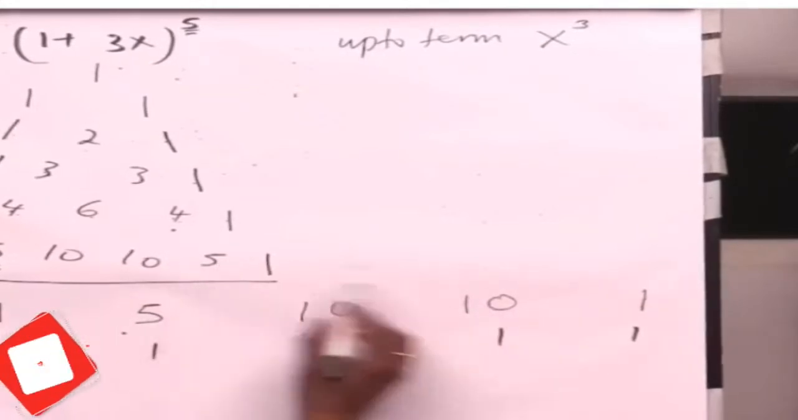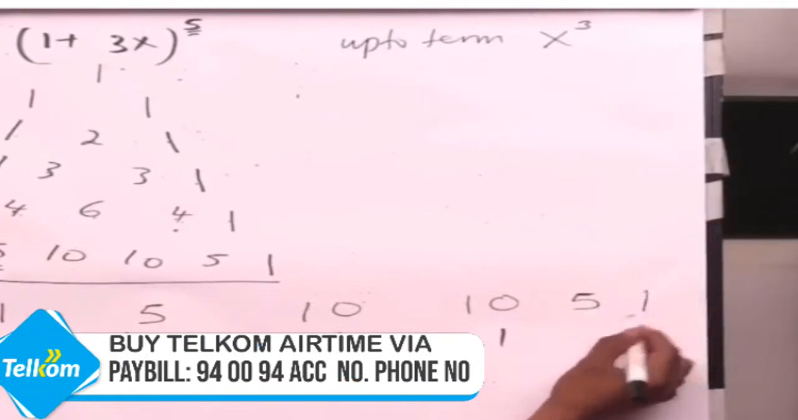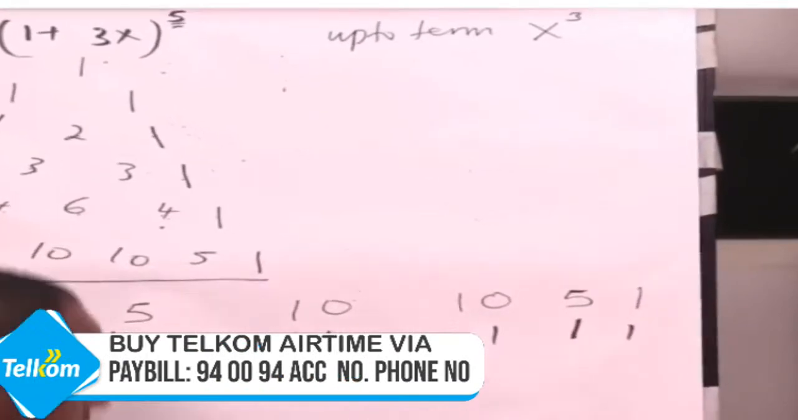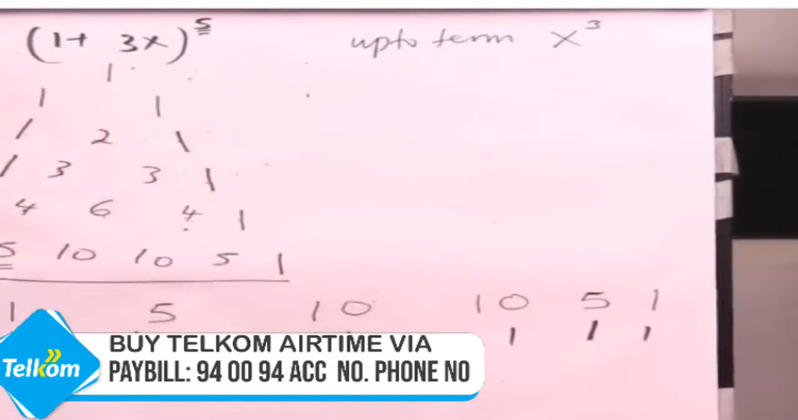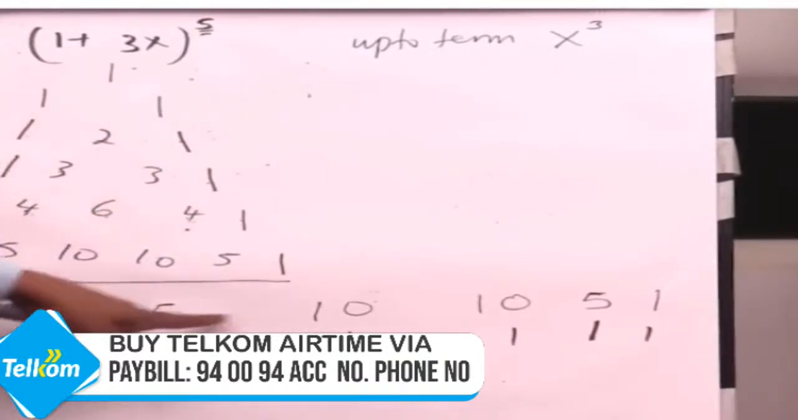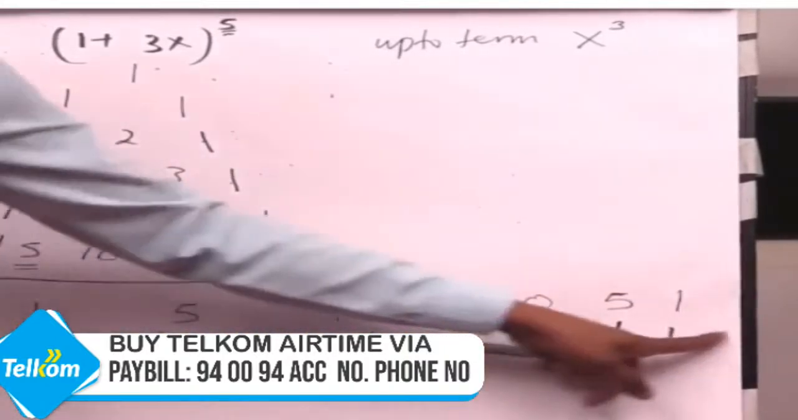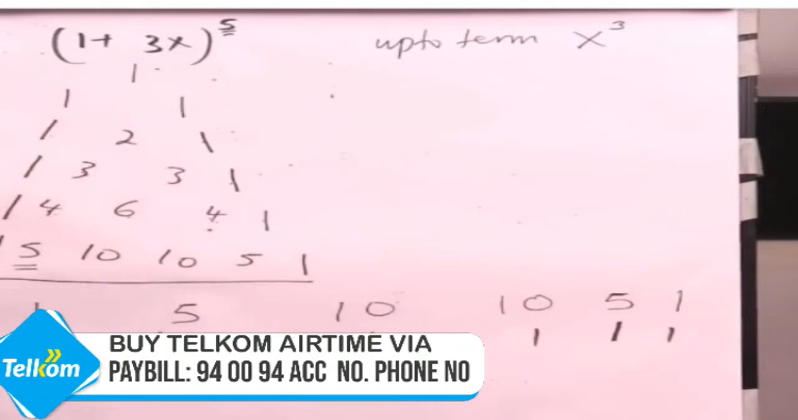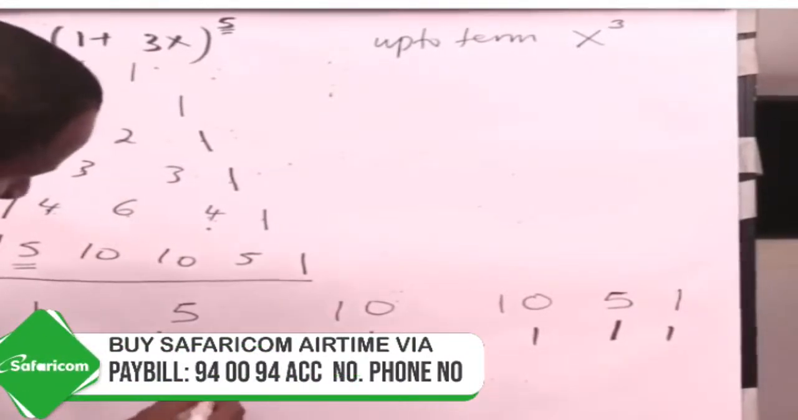There's 10, then 5, then 1. Okay, good. So you have to be very careful because there can be an oversight. So 1, 5, 10, 10, 5, 1. So write the first values as all ones. Then the next values as 3x, just below it.